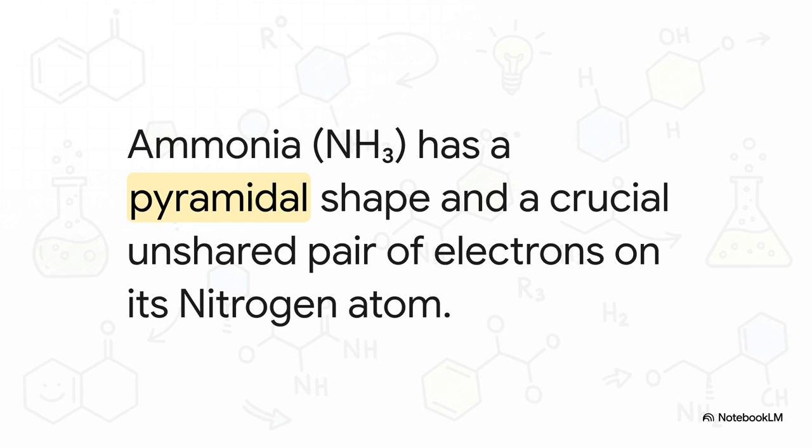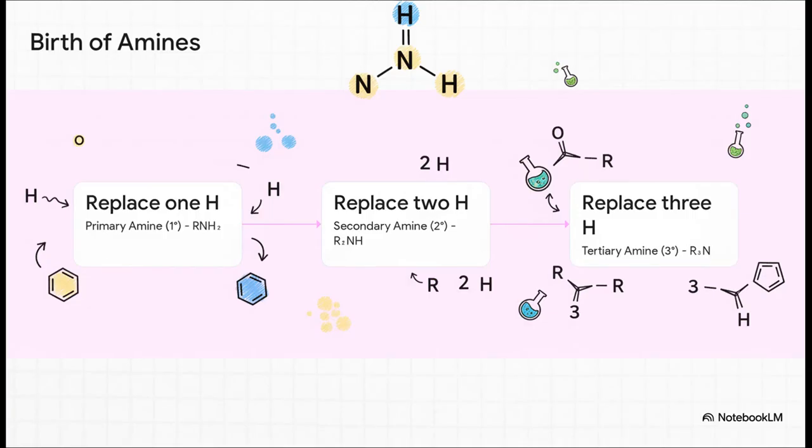Now look closely. See that pyramidal shape? And more importantly, see that unshared pair of electrons sitting on the nitrogen? That little pair of electrons, beta, is the secret to everything. It's the secret ingredient for almost all its properties. Don't forget that.